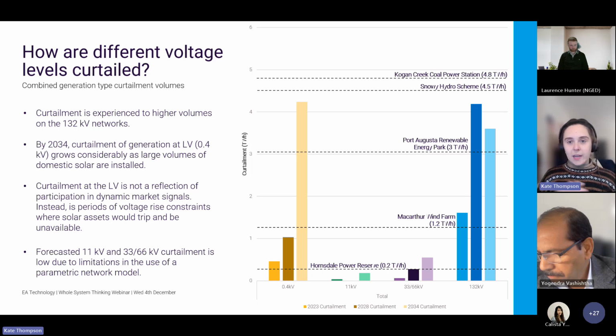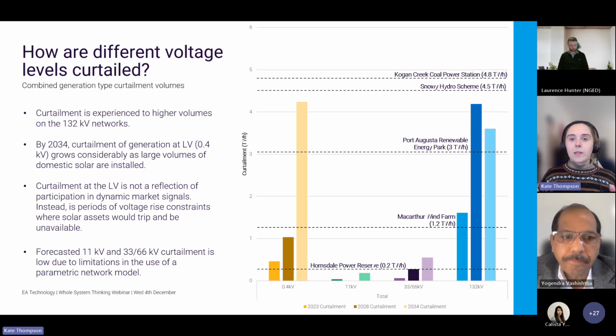And this real switch in dynamic as we move from 2028 to 2034 is really important because the networks want to make sure that people don't get disenfranchised and really want to commit to the energy transition. Knowing that your solar on your roof might end up tripping off is going to really put people off wanting to invest in that. And that's not what the networks want. They want people to get on board with the net zero transition.